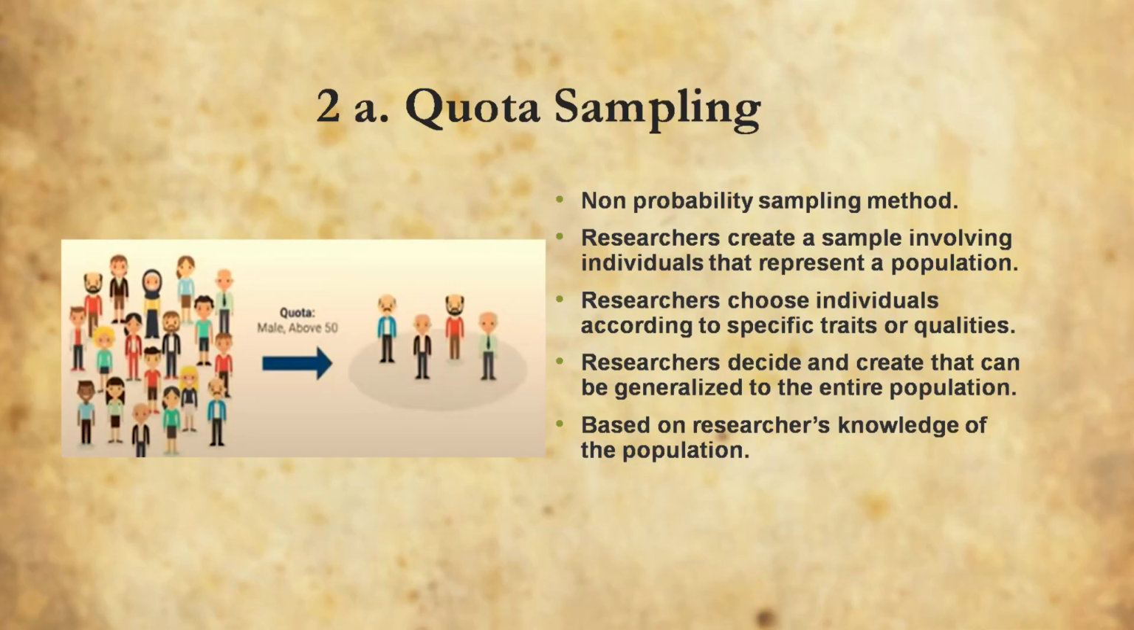The first type of non-probability sampling is quota sampling. Here the researchers create a sample involving individuals that represent a population. The researcher chooses individuals according to specific traits or qualities. Researchers decide and create a sample that can be generalized to the entire population, and it is entirely based on the researchers' knowledge of the population. Now, if I'm trying to understand the career objective of students, I might form different quotas or different groups of individuals.